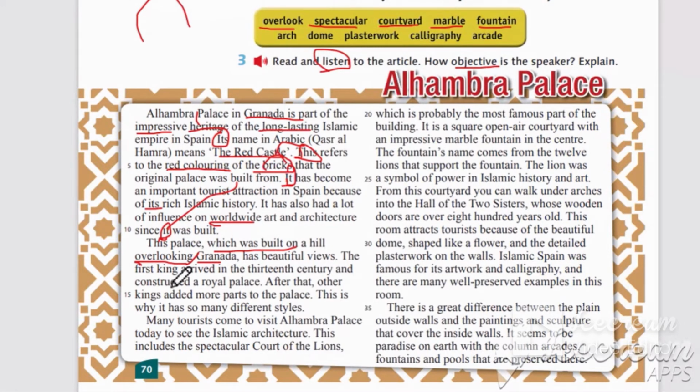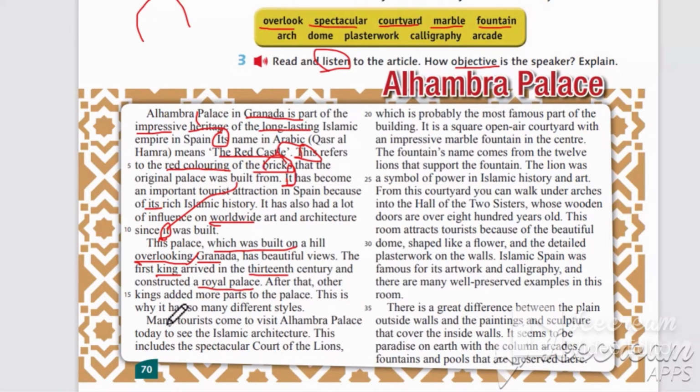The first king arrived in the 13th century. The first king came to Spain in the 13th century. Had constructed a royal palace, built or founded a royal palace. Royal palace. After that other kings added more parts to the palace. Then other kings came after him, and each king made suitable changes, so the place became rich in Islamic architecture. Okay, it became a place very rich in Islamic architectural heritage.